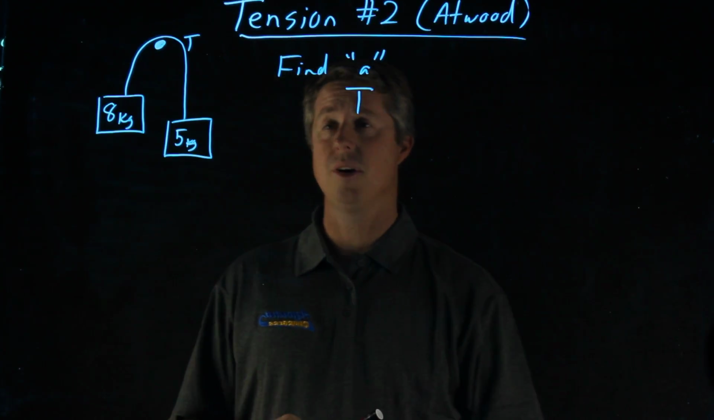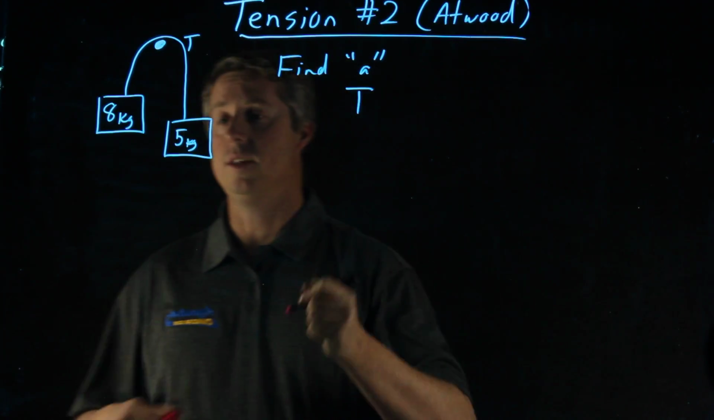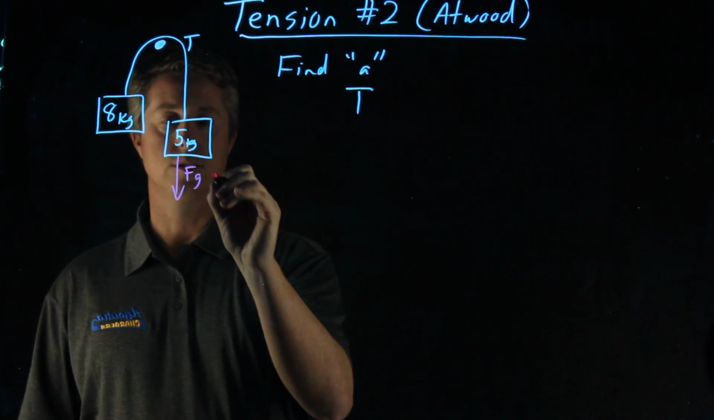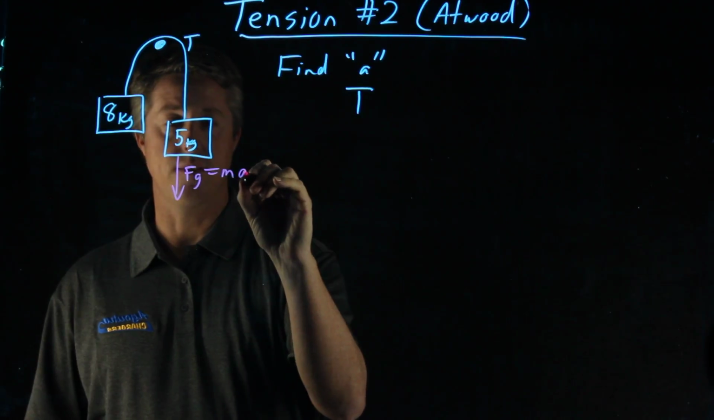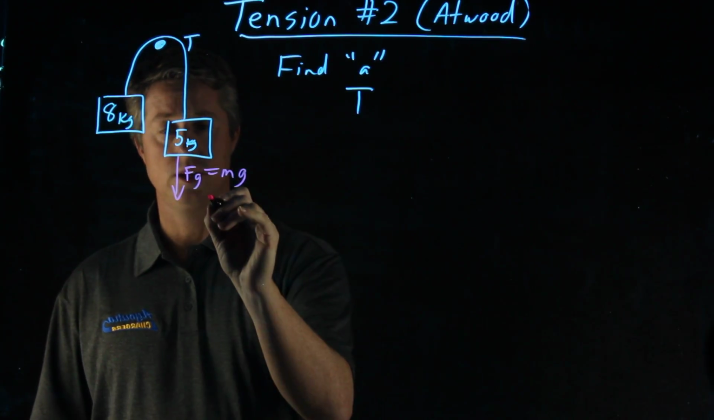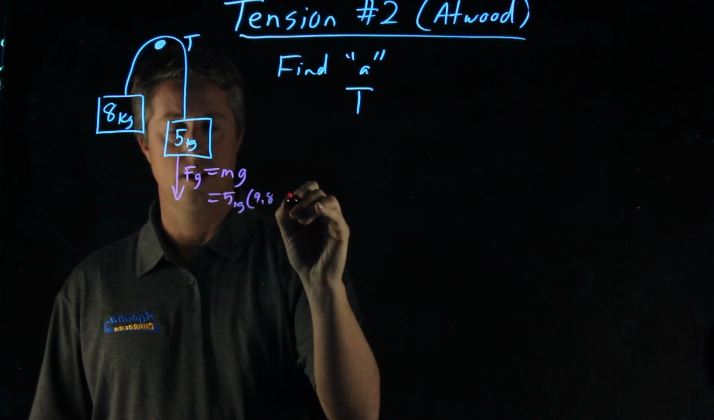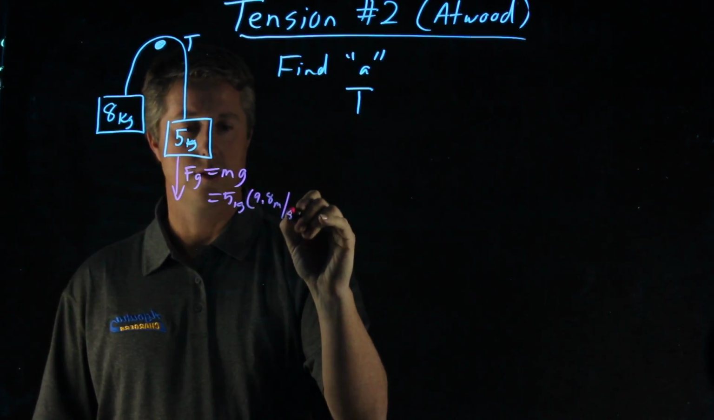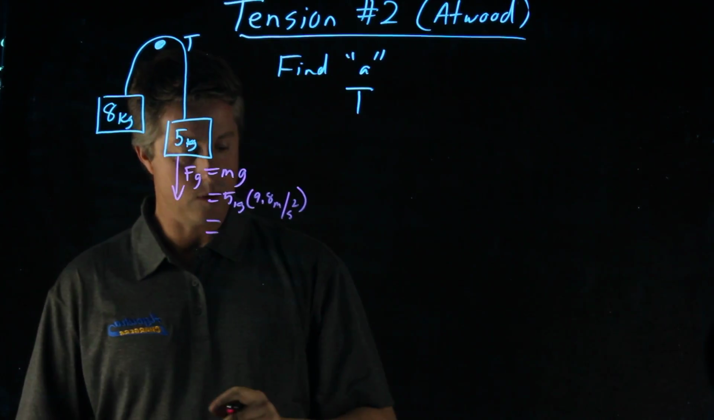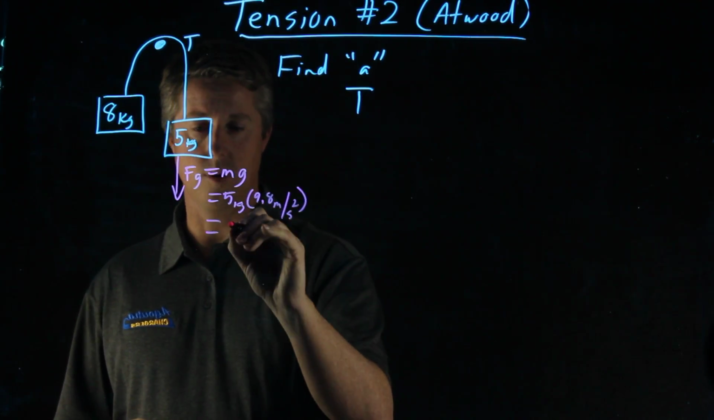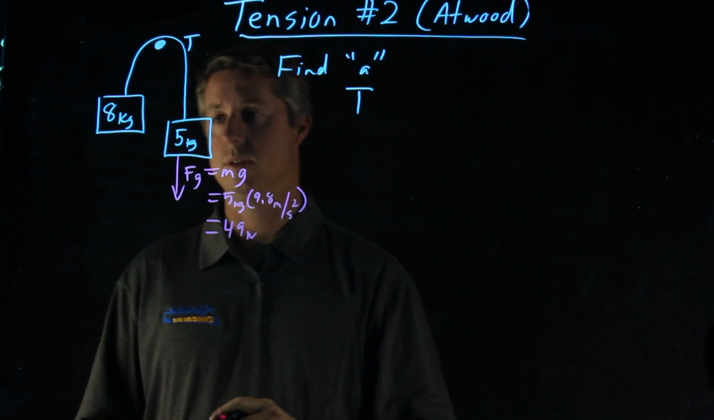First step of the problem, you want to identify the forces that we see. The 5 kilogram block is being pulled down by the force of gravity. Force of gravity is mass times the gravitational acceleration, which equals 5 kilograms times 9.8 meters per second squared. So this is equal to 49 newtons pulling down.